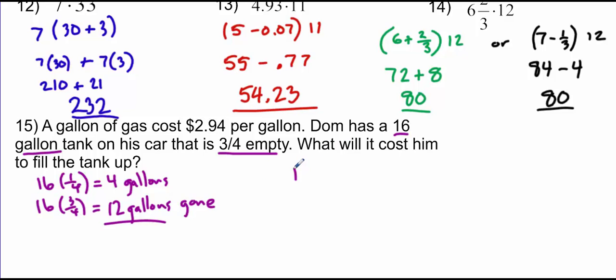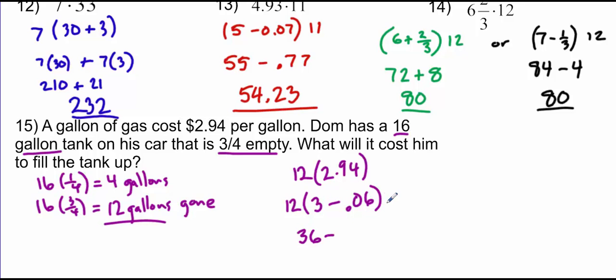So essentially the problem I'm looking at is 12 times $2.94. And don't you dare get out that calculator. What I'm going to do instead is say, okay, well, I don't know if I can do 12 times 2.94 in my head, but I can do 12 times 3, and I'm pretty sure I can do 12 times 0.06, or 6/100ths if you want to say it properly. So let's do this. 12 times 3 is, of course, 36 minus, well, 12 times 6 is 72, so this would be 0.72.